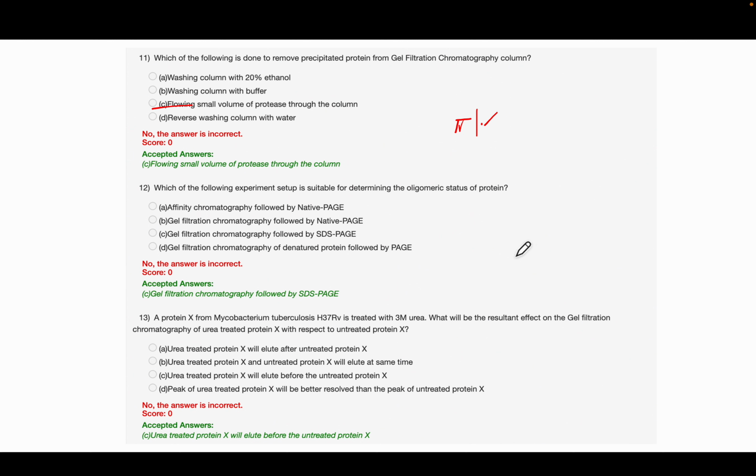And if you run the sample by SDS, that means you are reducing those bonds, denaturing the proteins, so you will get monomeric bands. From that you will be able to determine the oligomeric status. If your protein is coming at 240 kDa in gel filtration chromatography, but when you run the gel you get a band at 40 kDa, what is the oligomeric state? 240 by 40. Okay, so this is how you calculate. So it will be gel filtration chromatography followed by SDS PAGE.